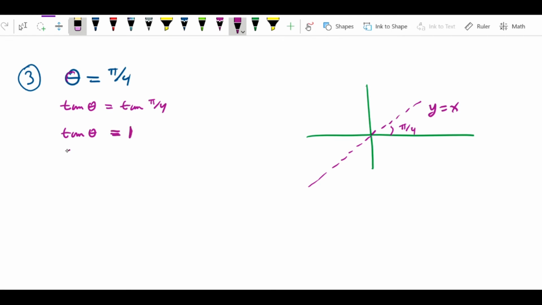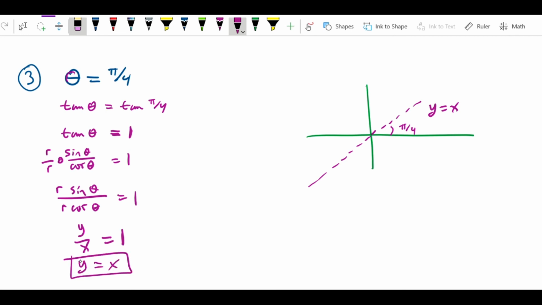We know the tangent is sine over cosine, so that gives me sine theta over cosine theta equals 1. I can multiply this by r over r, and that gives me r sine theta over r cosine theta equals 1. Since r sine theta is y and r cosine theta is x, that gives me y over x equals 1. And finally, multiply both sides by x, giving me y equals x. So this is the answer. I think it's easier to do this by simply thinking about what the equation means. But if you really can't, you can do it this way, where it actually does work with the formula.